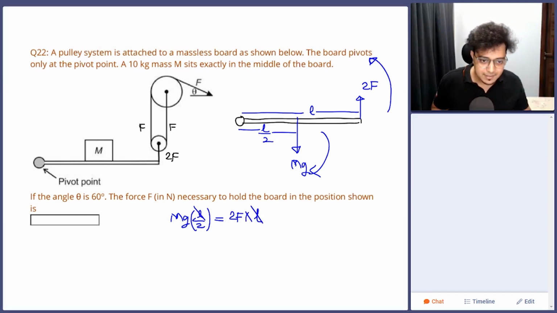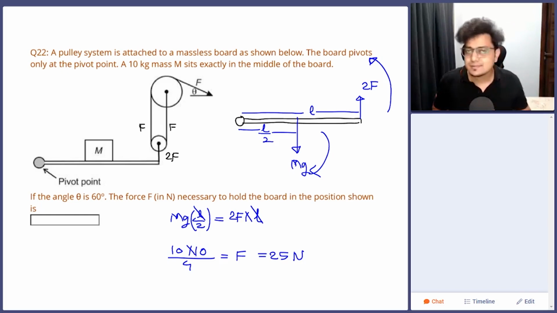So L cancel, mass is 10, g value 10, 2 will become 4 equal to F. So 100 by 4, answer will be 25 Newton. The angle part is irrelevant to the calculation. That is just there to distract you. Whatever force you apply here, the same force will travel as it is. For this pulley, the connected tension thread will become double.